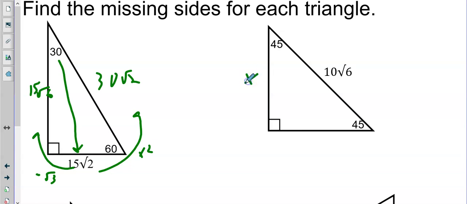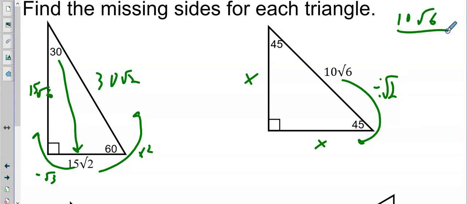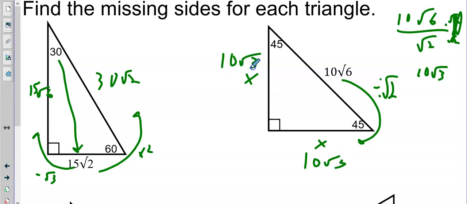45, 45, 90. These match. Whenever I'm going from here to here, I simply divide by radical 2. So I'm going to have 10 radical 6 divided by radical 2. Now, I don't have to do that little trick where I do this. And the reason is, just like 6 divided by 2 is 3, radical 6 divided by radical 2 is radical 3. So that's all we have to do.